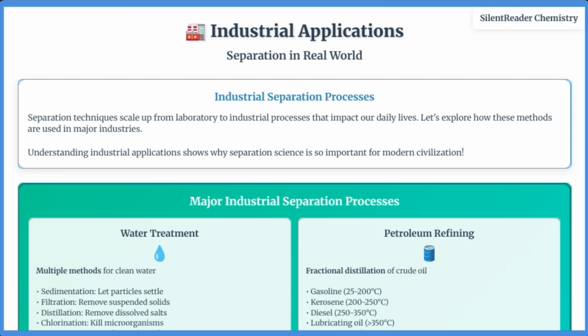Environmental applications include air pollution control with electrostatic precipitation, water pollution treatment with biological and filtration methods, and waste recycling with magnetic separation and manual sorting. Emerging technologies include membrane filtration, supercritical fluid extraction, molecular sieves, and advanced chromatography methods.